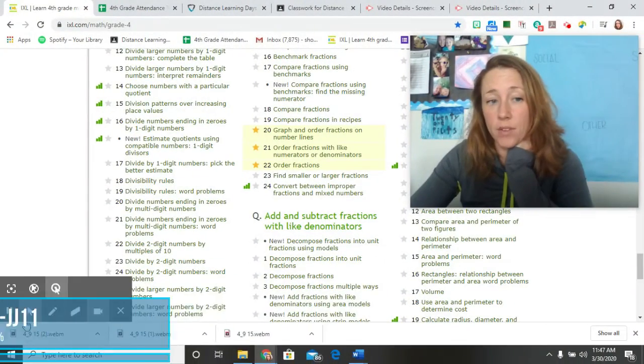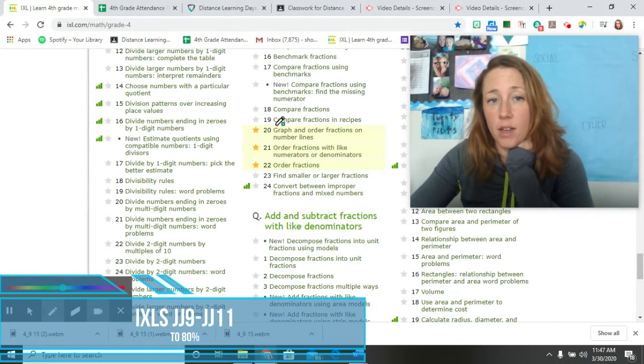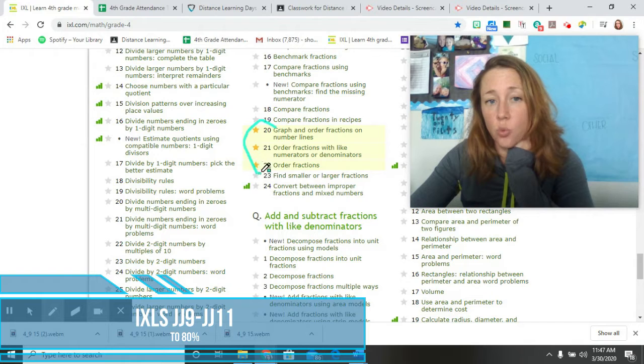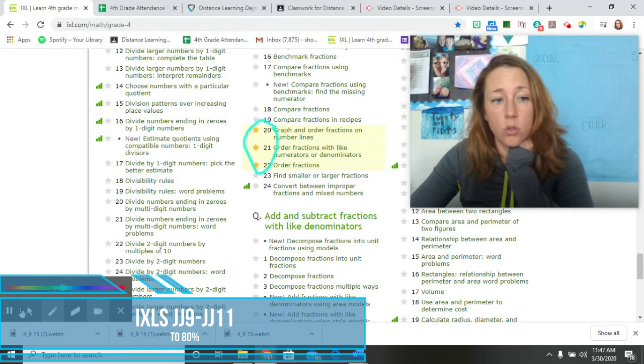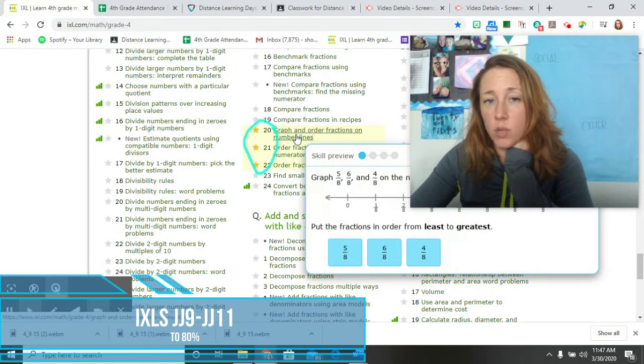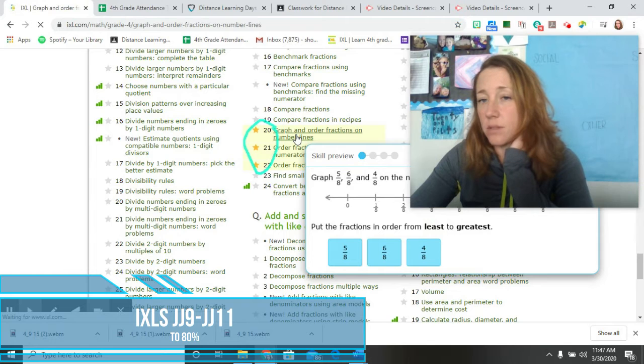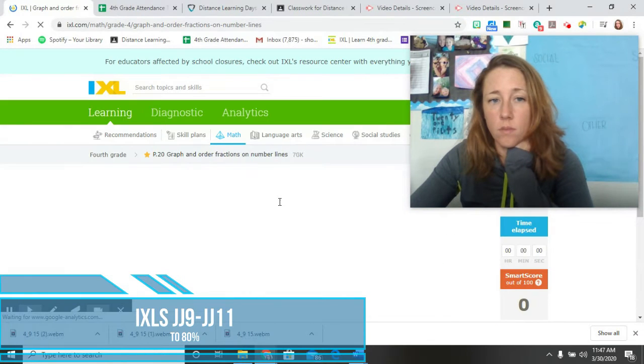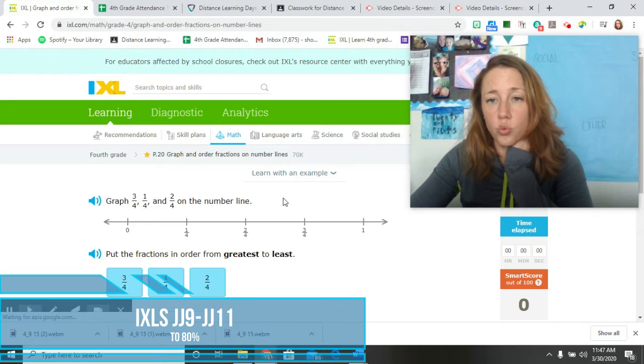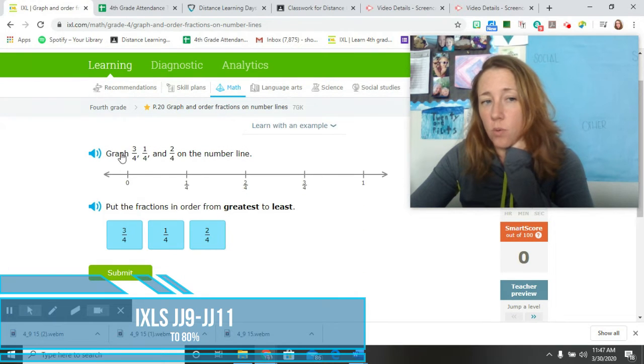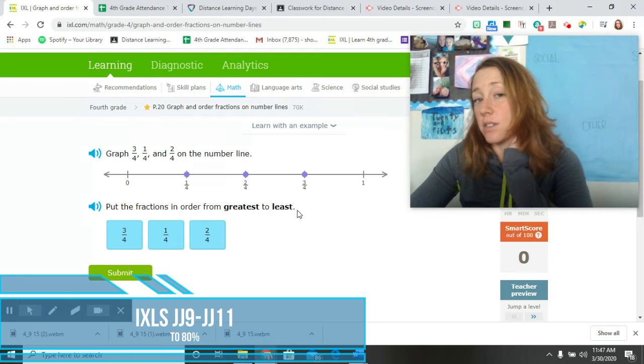Hey, and we're back with IXLs. Today we're working on P20 to P22. And they're all comparing and ordering fractions. So let's go ahead and get started with P20, graph and order fractions on number lines. Okay, so we're going to graph 3/4, 1/4, and 2/4 on the number line. And now we need to put them in order from greatest to least.